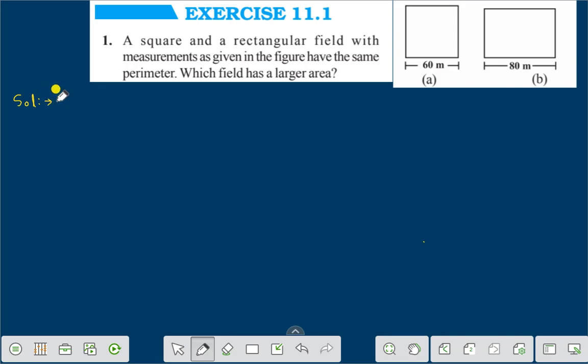Perimeter of the rectangle is equal to perimeter of the square. It is given.